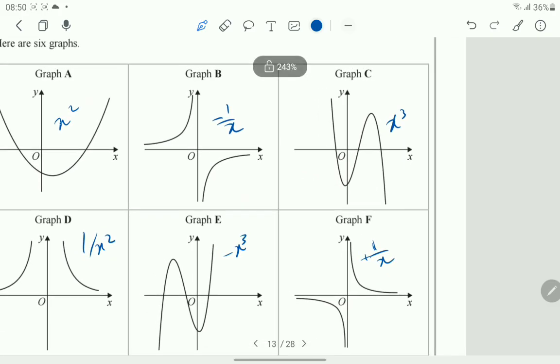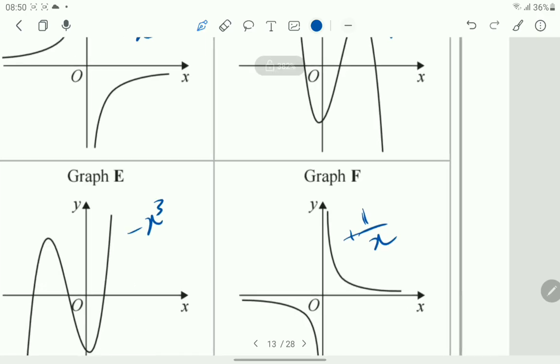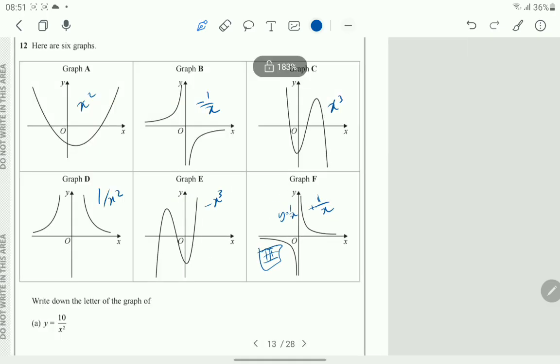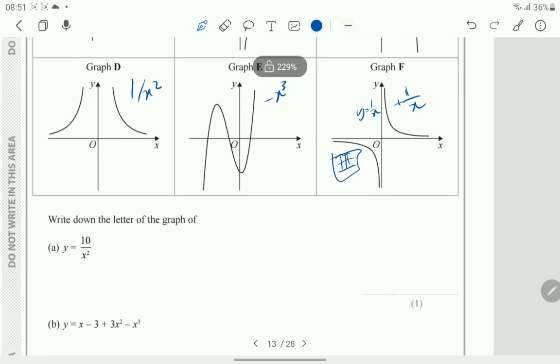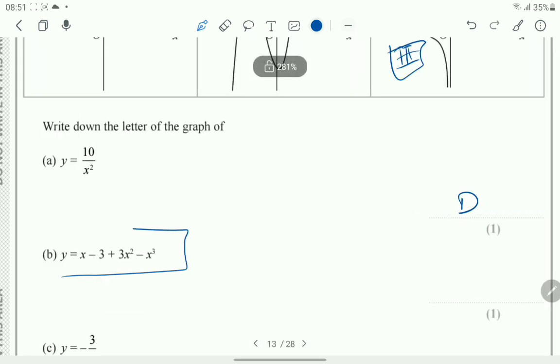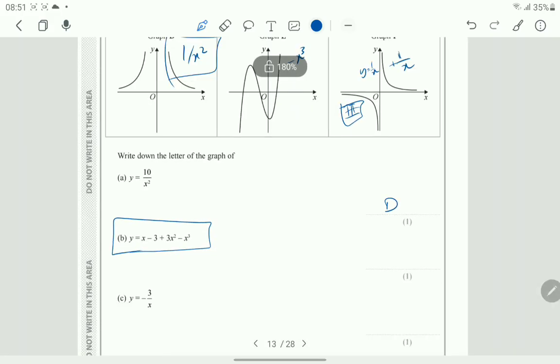You need to learn these graphs, or you can just use your logic and see that if y equals 1 over x, then every negative x value will give a negative y value, hence the third quadrant is used. So yeah, use your brain, guys. Sorry. So write down the letters of the graph. Y equals 10 over x squared, as I mentioned. This is D, this x cubed.